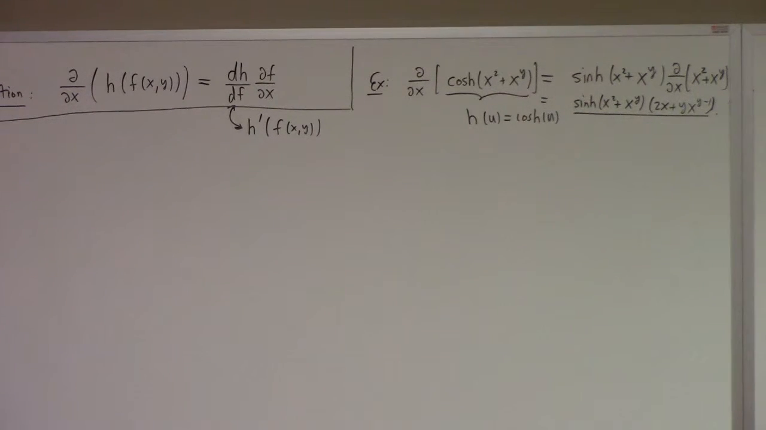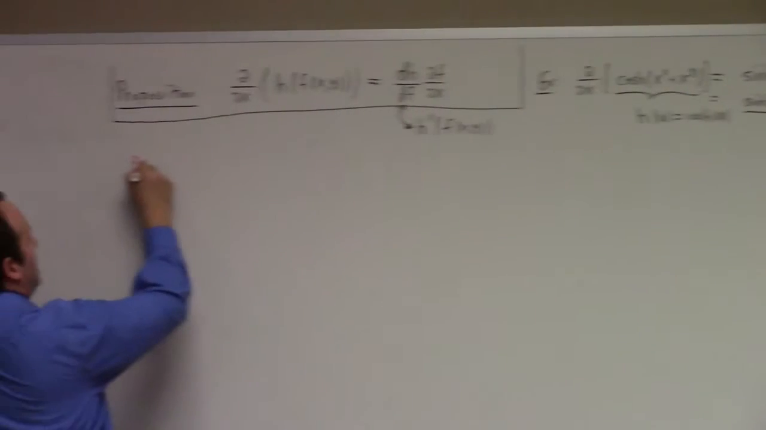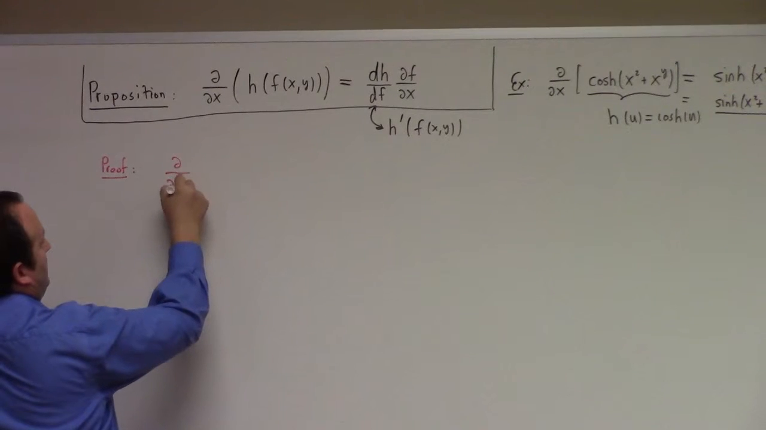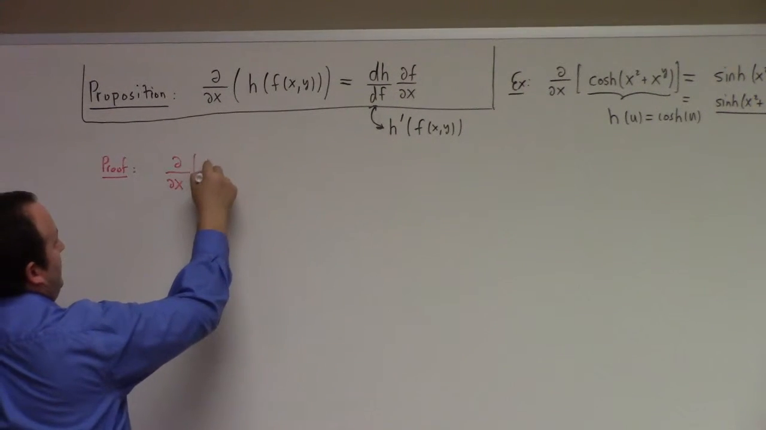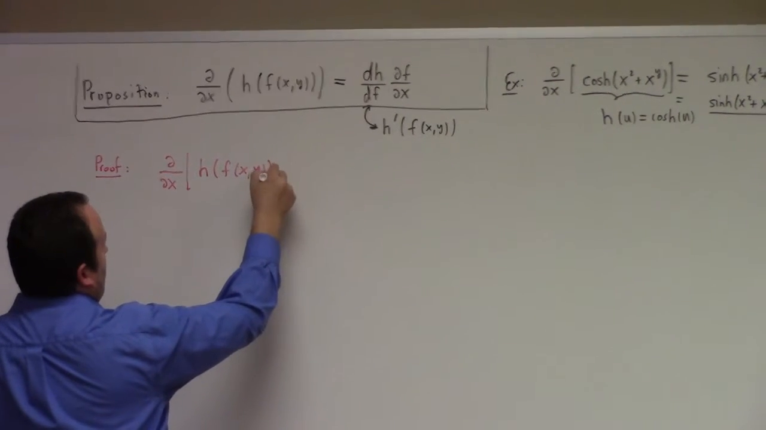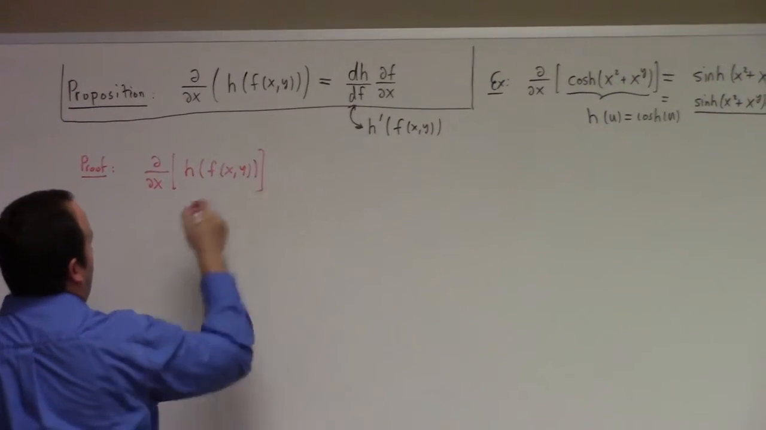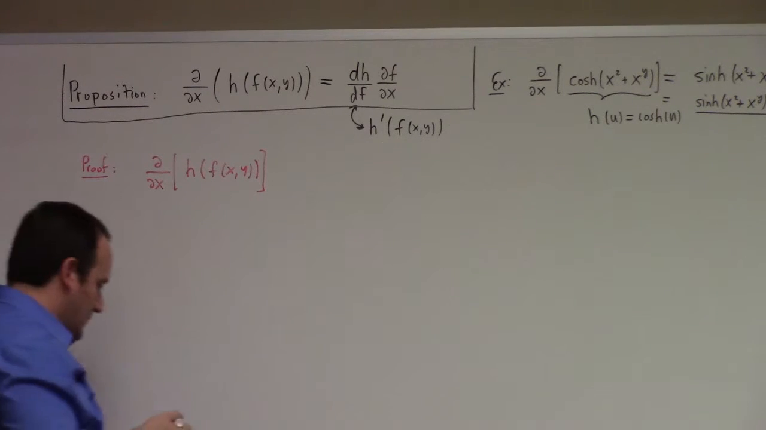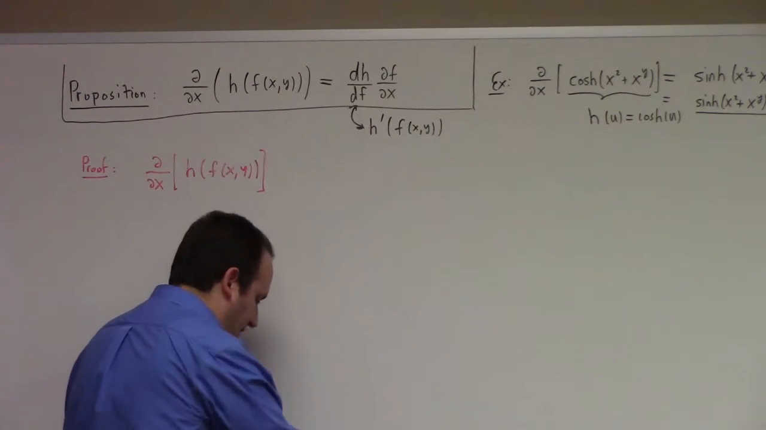So here's how it goes. Here's a proof. So let's see here, partial x of h of f of x comma y. I'll do this at the point, I'm trying to remember if I need to put another point in here or not. I don't think so. So the definition of this was what?